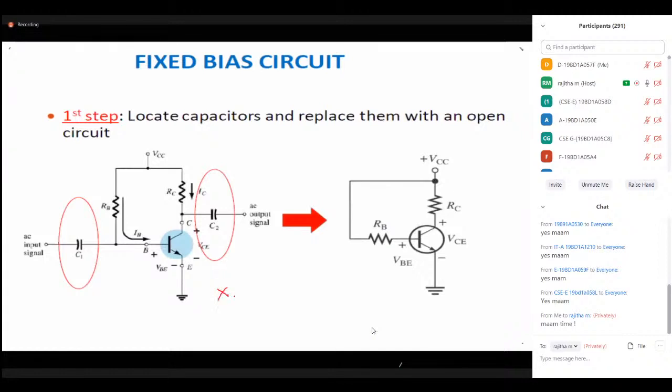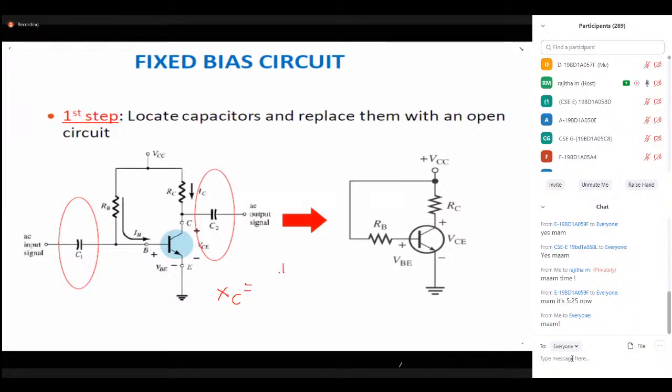What does DC analysis mean? It is only with the applied DC signal: will the operating point be fixed exactly at the DC load line midpoint, or will it be anywhere in the linear region, below cutoff or above cutoff, or do you have any distortions? In order to analyze or find that, we have to do the DC analysis. So when you are doing DC analysis, these capacitors must be open circuit.